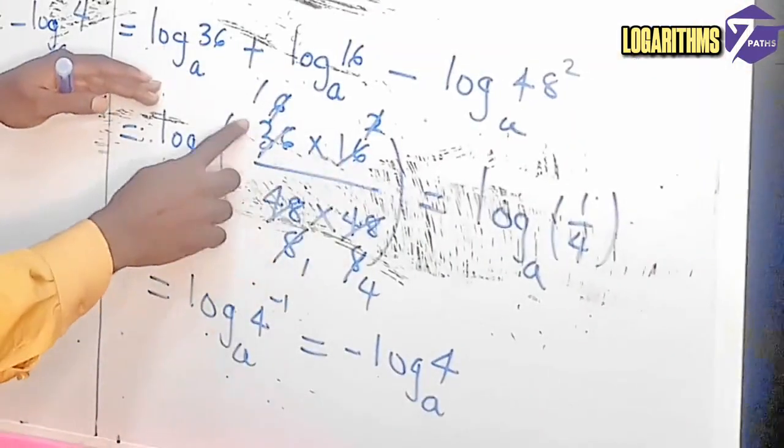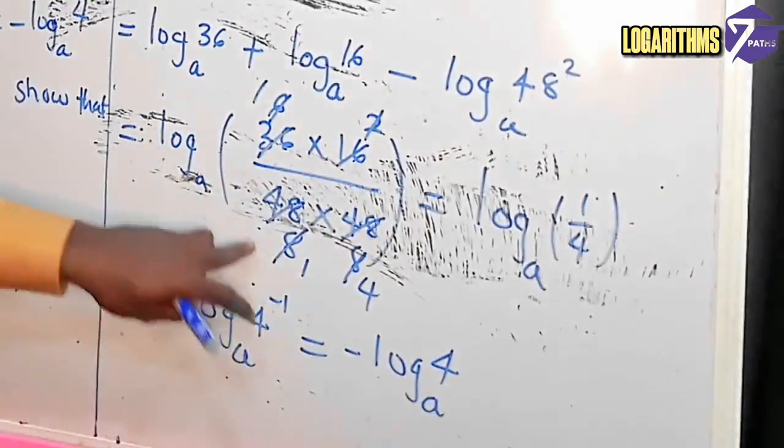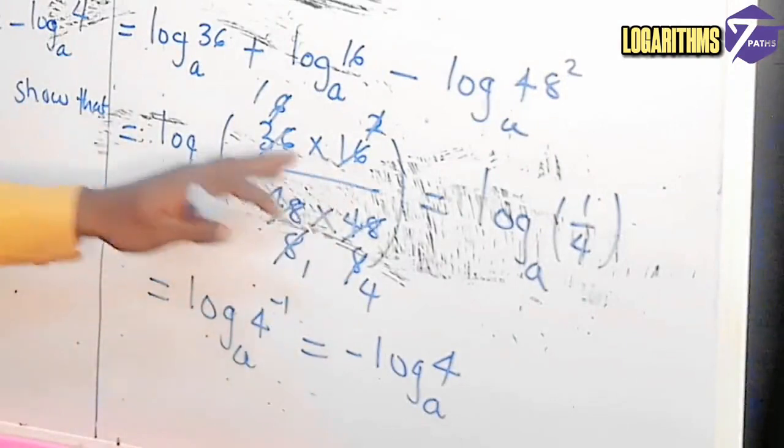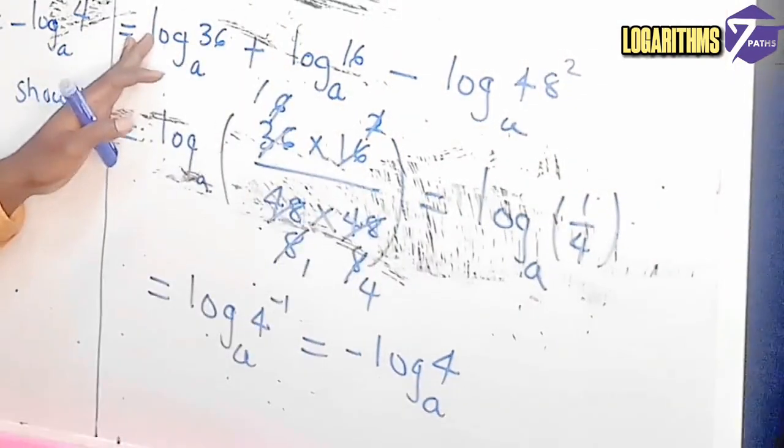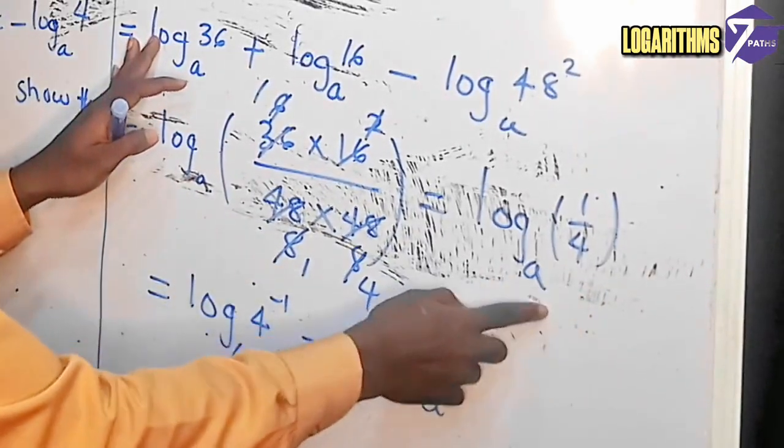So I then bring everything together using the third and the fourth law. So I have 36 times 16 over 48 times 48. 48 squared is the same thing as what? 48 times 48. I then reduce it to its simplest form. So I have what? Log what? 1 over 4 base a.